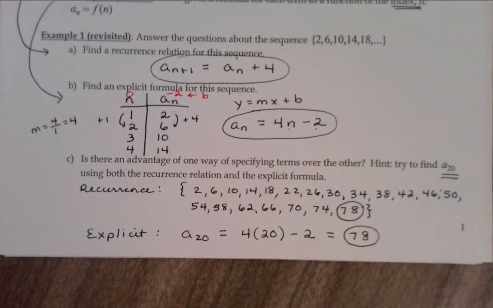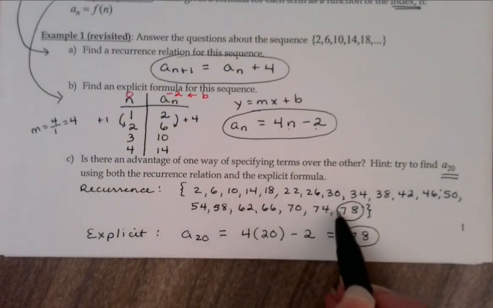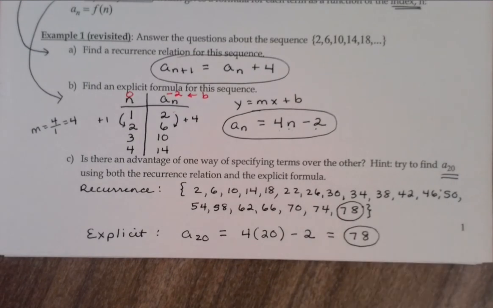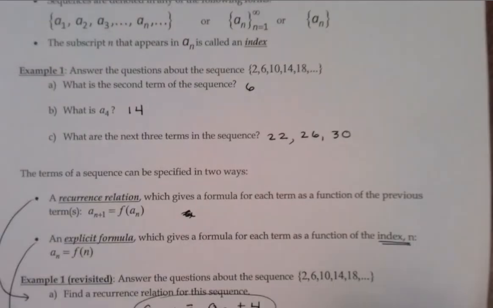So looking at both methods, I think you can kind of see the advantage in having an explicit formula. We don't have to actually build our way up. We don't have to know all of the terms leading up to the one we want. Instead, we can isolate it and just get it by itself. So that's kind of nice about the explicit formulas. All right. Unfortunately, they aren't always possible to find, usually, but not always.